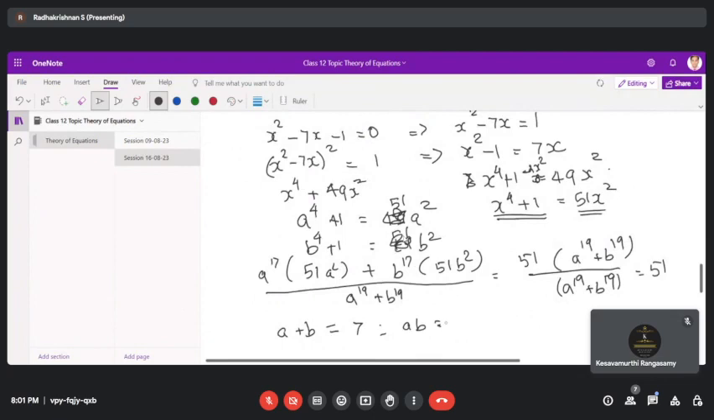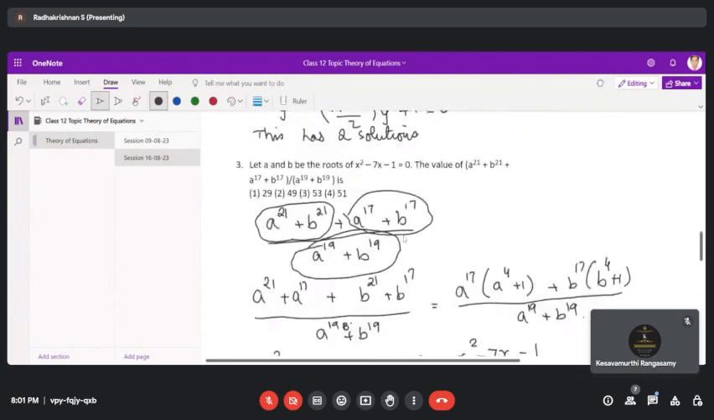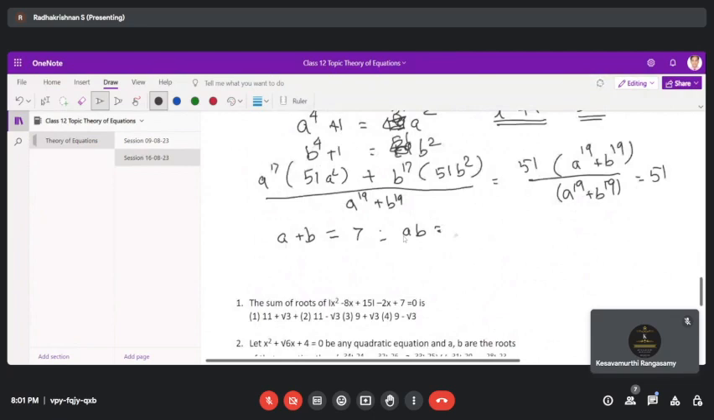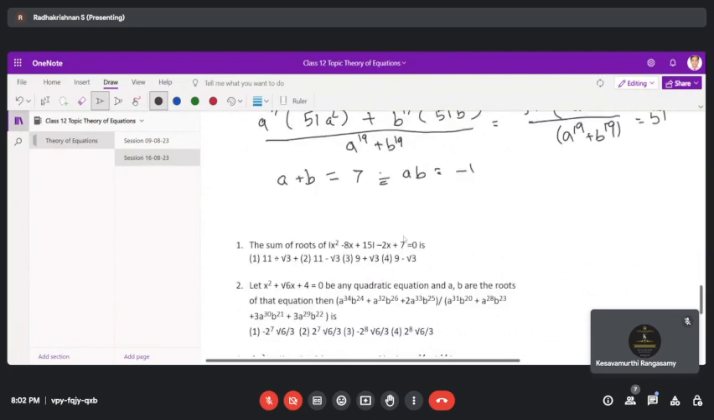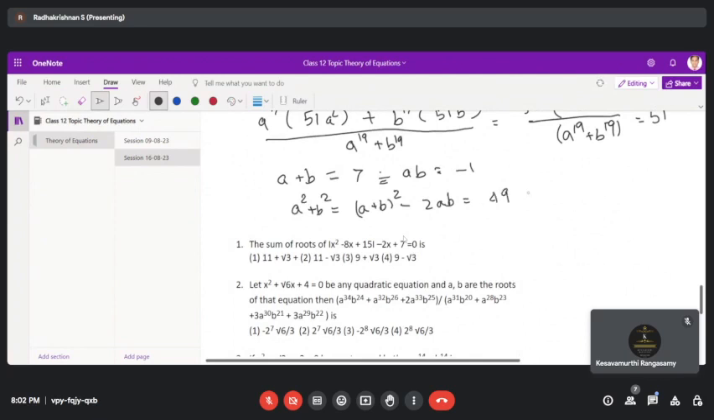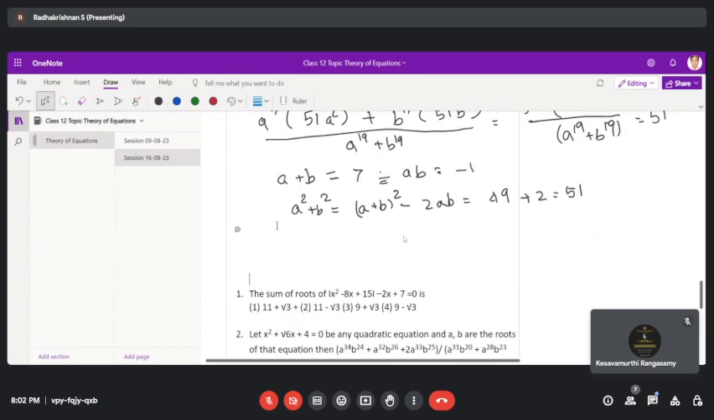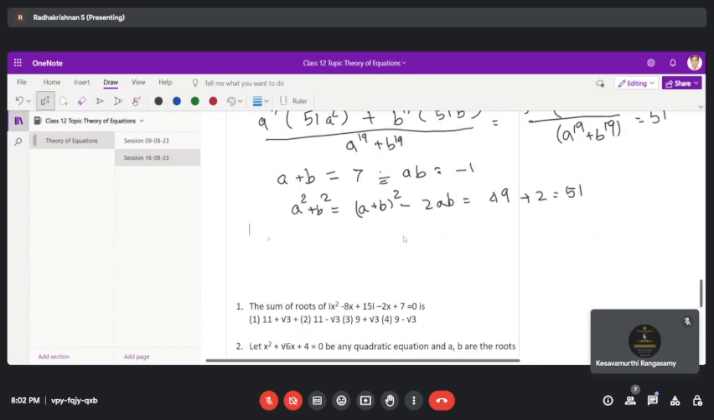And ab equal to, in this case, minus 1, right? So that we know, minus b by a and c by a. So now we can determine a square plus b square. Right, a square plus b square we can determine as a plus b the whole square minus 2ab. And what will be a cube plus b cube?